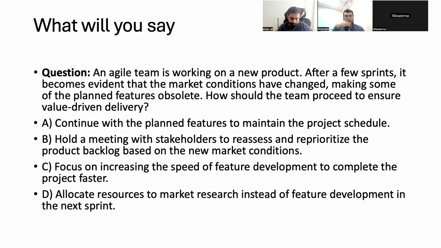How should the team proceed to ensure value-driven delivery? An agile team is working on a new product. After a few sprints, it becomes evident that the market conditions have changed, making some of the planned features obsolete. How should the team proceed to ensure value-driven delivery? A, continue with the planned features to maintain the project schedule. B, hold a meeting with the stakeholders to reassess and reprioritize the product backlog based on the new market conditions. C, focus on increasing the speed of feature development to complete the project faster. D, allocate resources to market research instead of feature development in the next sprint. I'll go with B.